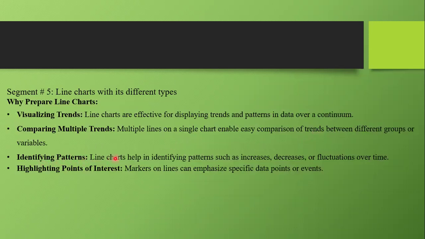Identifying patterns, if you would like to see what is the pattern of your data, whether it is increasing or decreasing. Like in the stock exchange, most of the people would like to see the pattern of the prices of shares. So they can create the line charts. So line charts help in identifying patterns such as increase, decrease, or fluctuation over time, highlighting the point of interest. Markers on line can emphasize the specific data points or events.